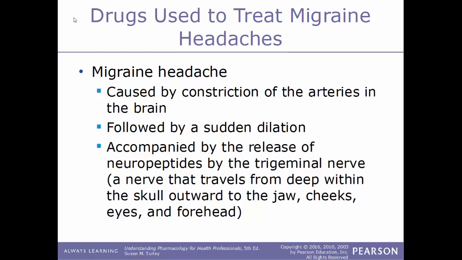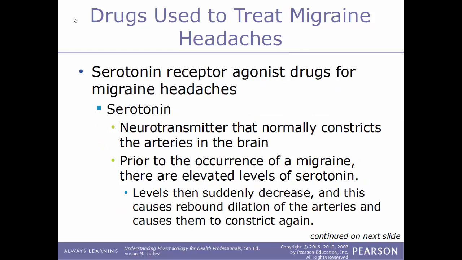It's accompanied by the release of neuropeptides by the trigeminal nerve, and there are branches that come off this nerve that protrude into the jaw and to the cheeks, the eyes, and then the forehead. There are various types of drugs that are used to treat migraines. First one we'll talk about: serotonin receptor agonist drugs.